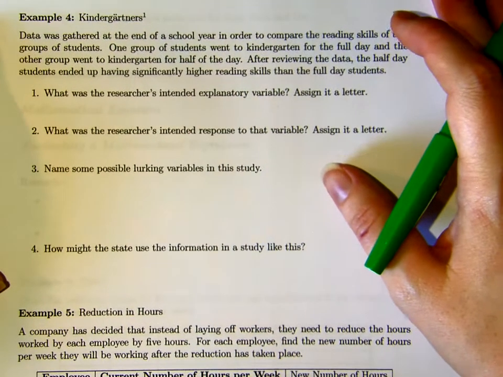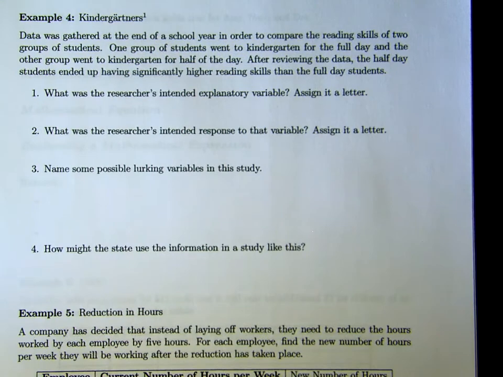Okay, so let's take a look at variables in this example. Kindergartners. Data was gathered at the end of a school year in order to compare the reading skills of two groups of students. One group went to kindergarten for the full day, the other group went half day. After reviewing the data, the half-day students ended up having significantly higher reading skills than the full-day kindergarten students.